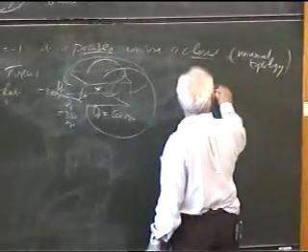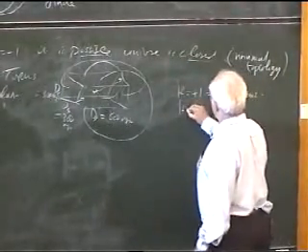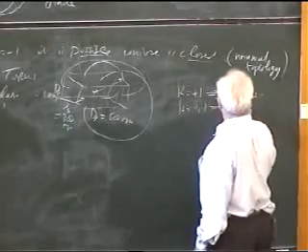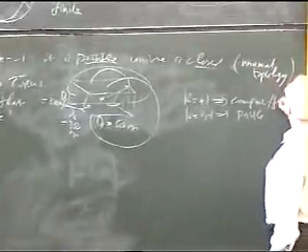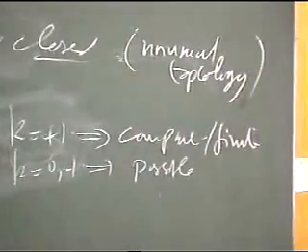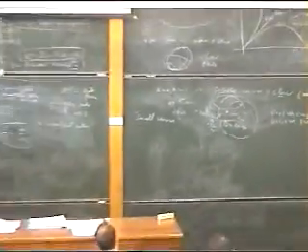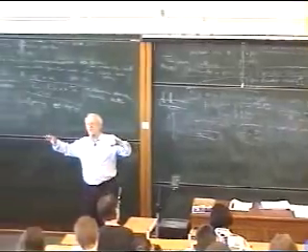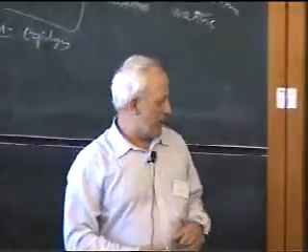K is +1 implies compact. K is 0 or -1, it is possible to be compact or to be finite. And you may have seen in Nature about 6 weeks ago now, there was a suggestion, faint suggestions from the microwave background that our universe could be closed in exactly this way.